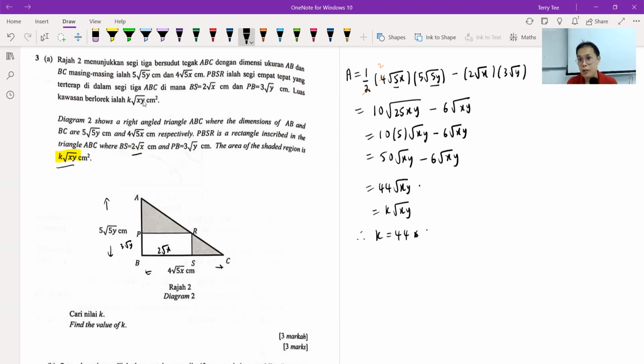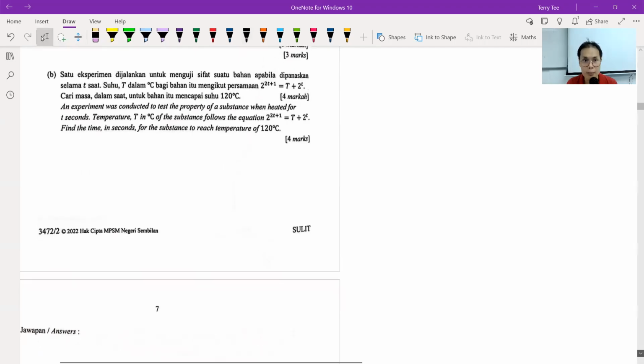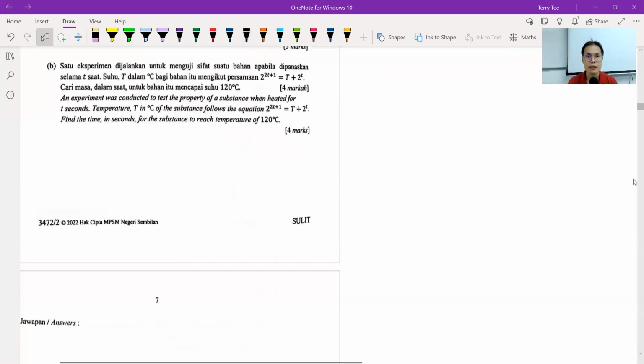Okay, this is only the first part. I have a second part to it. The second part has to do with indices. Okay, let's see. I'm going to start off by finding the value of the time.